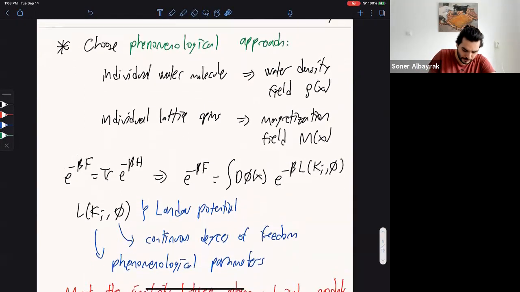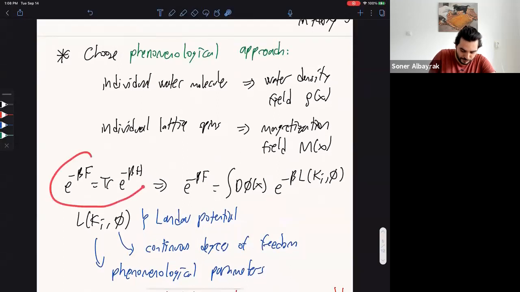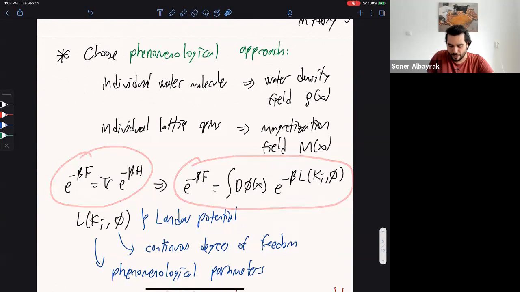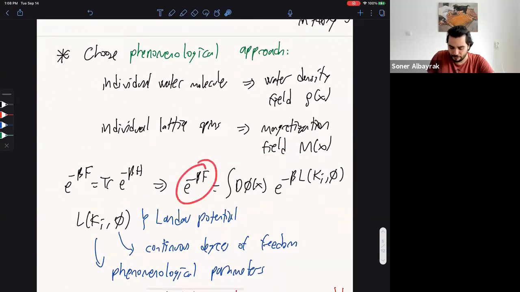So in turn, this means instead of using the first formula, we are actually using the second one, where again it's e to the minus beta F, the free energy, but now we have a path integral over some continuous field. And instead of the Hamiltonian, we are defining this Landau potential. It's a phenomenological thing, and we will construct it. So this is the approach to compute things. Again, we discussed this, and I will just review it now.